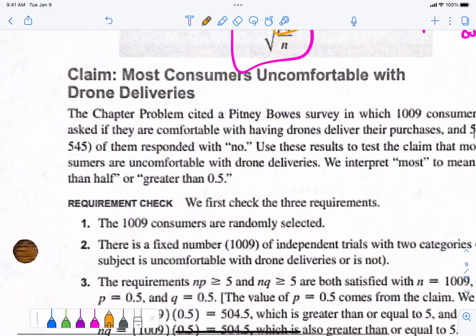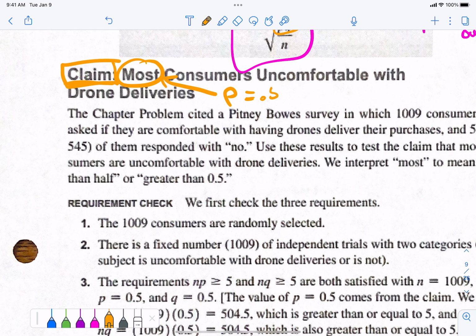Ready? Claim. Here's what we're claiming. Read the title. Most. What does most mean? 50. P is 50. But when they say most, that's more than 50. So my H naught is going to be equal to 50. My HA or H1 is going to be greater than 50. H naught is based on 50. Most means more than 50.